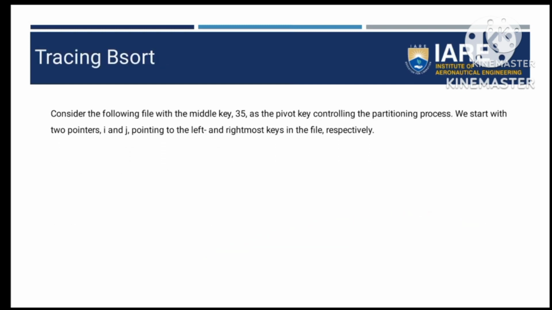Now let us see the tracing of B sort. Let me display an animation of how B sort works. You can see on my screen an array of elements: 91, 62, 3, 84, 50, 10, 97, and 28. Now initially the pointer starts here.